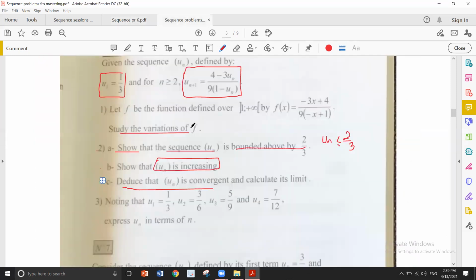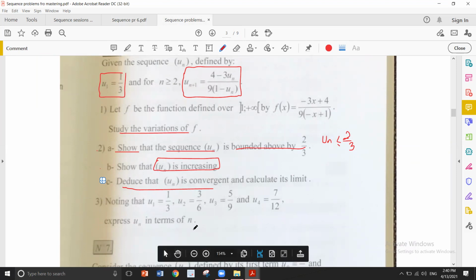The last part: noting that U1 equals 1 over 3, U2 equals 3 over 6, U3 equals 5 over 9, U4 equals 7 over 12, can you express un in terms of n? Teacher, this is a geometric sequence we found above. We found neither geometric nor arithmetic. Teacher, you can use the limit. Okay.